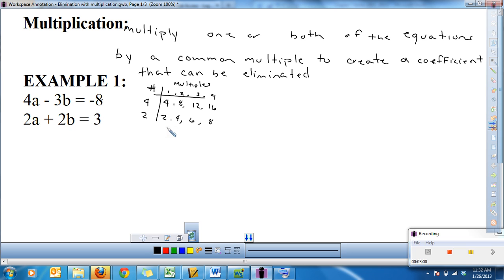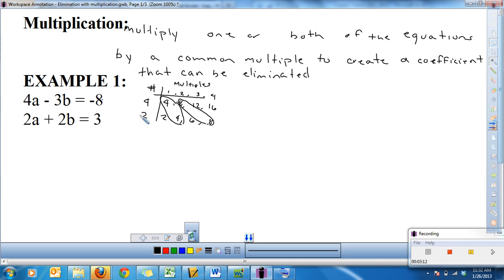Now, I notice that these have two numbers in common. They both have a multiple in common of 4. They also both have the multiple of 8 in common. It does not matter which one you use. You could use the 4 as a common multiple. You could use the 8. What you need to notice, though, is that this is already a 4. In order to make this a 4, I only would have to multiply this equation, and that's a little bit easier. To make them both 8s, I would have to multiply both.